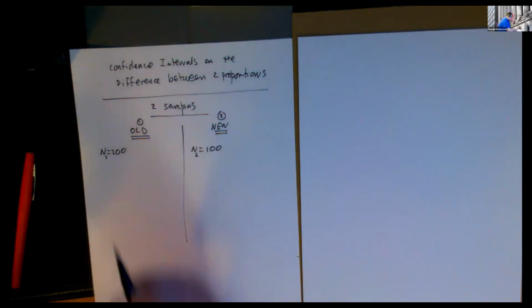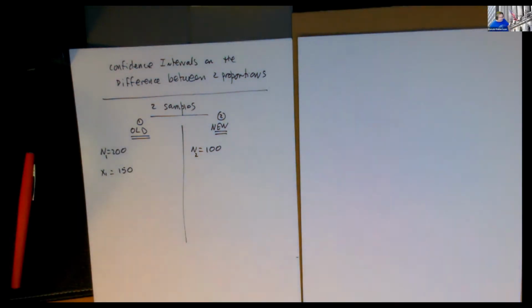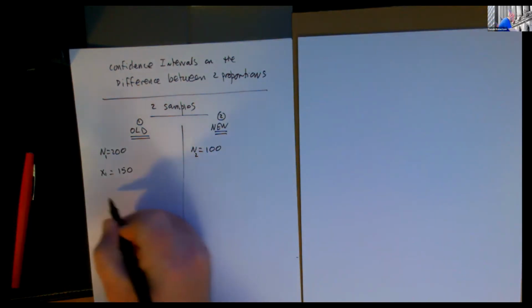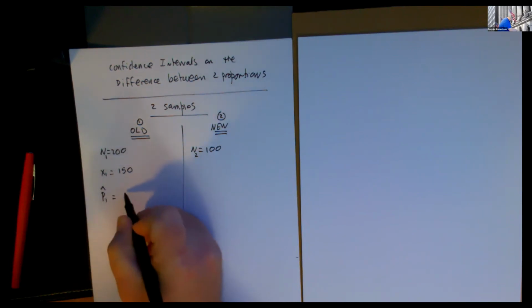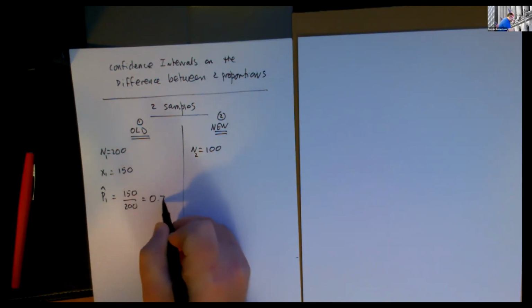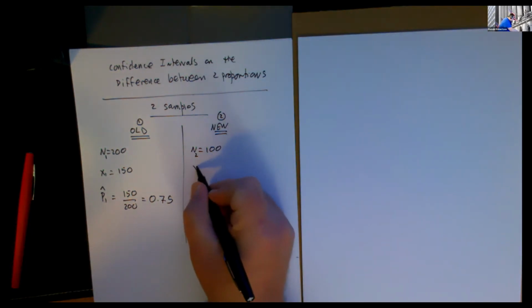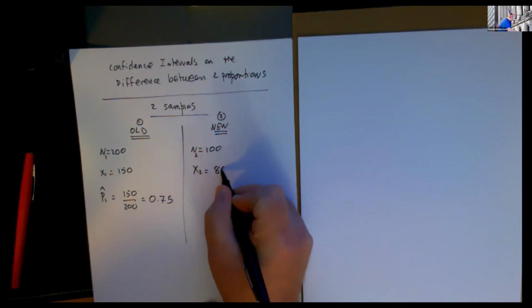Now, let's suppose that of the people who took the old drug, 150 of them got better. I guess the opposite of that is the other 50 died, but whatever. 150 got better, so we'll call that X1. The proportion who got better is 150 out of 200, which is 0.75. So you would say that the old drug had a 75% success rate. What about the new drug? Well, 80 of them got better.